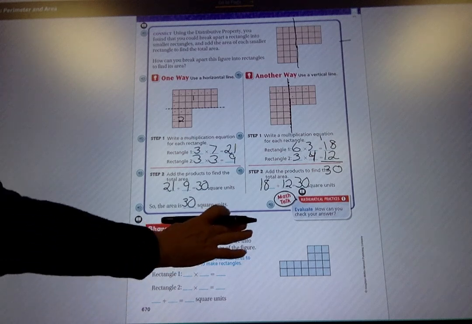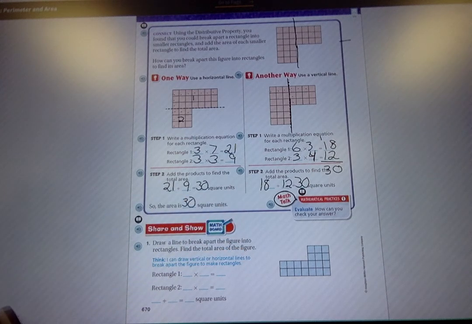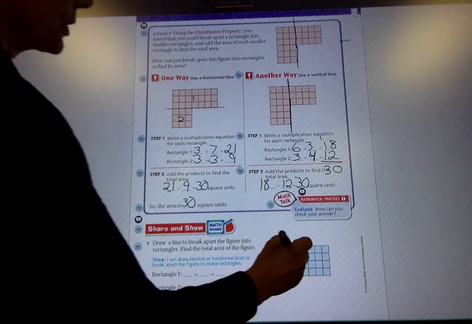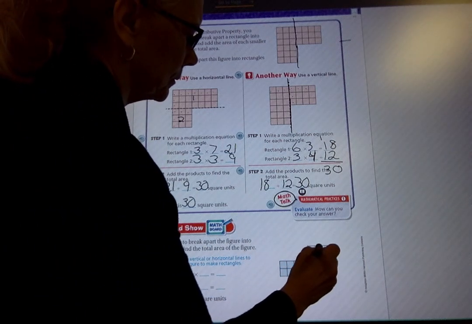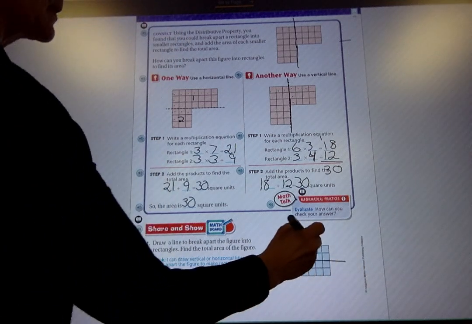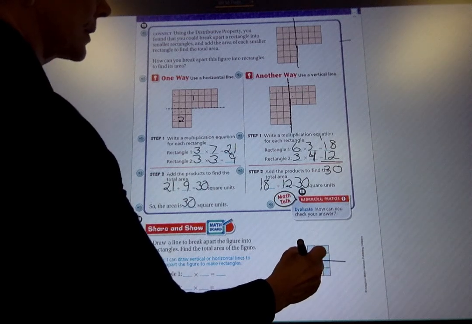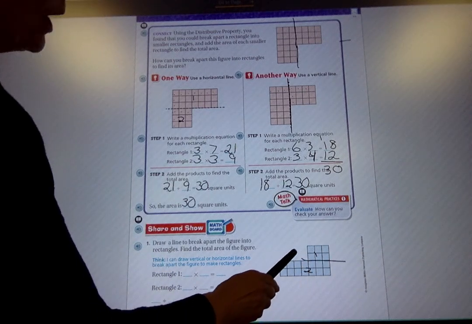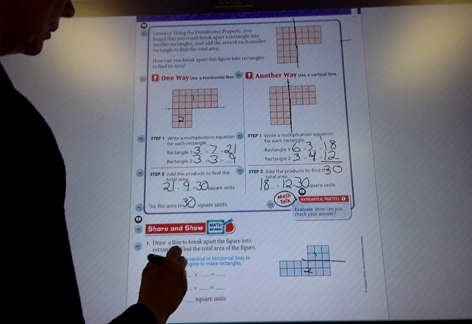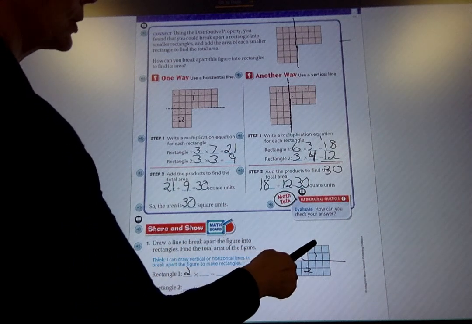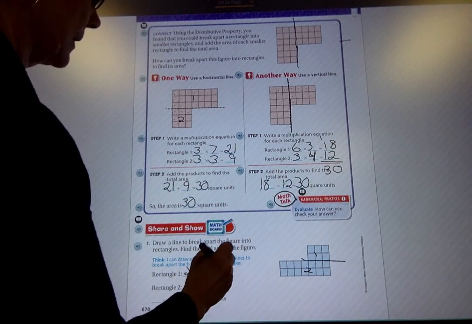So now, let's look down here. It says draw a line to break apart the figure into rectangles. Find the total area of the figure. I'm going to do it this way. And this is rectangle 1, and this is rectangle 2. Rectangle 1 is 1, 2 by 1, 2, 3. That's 6.